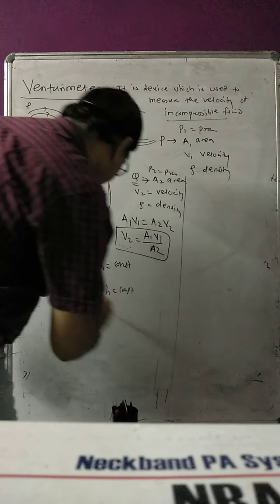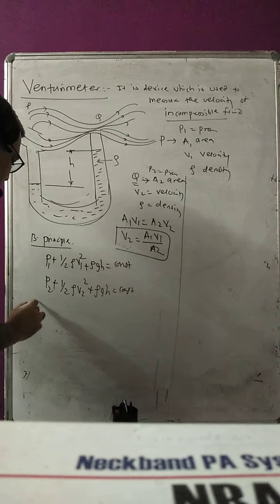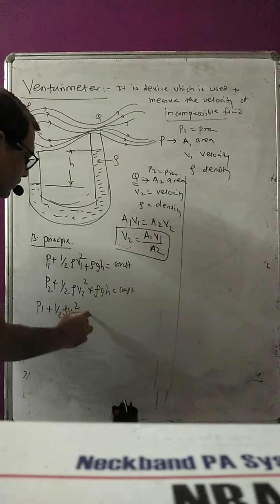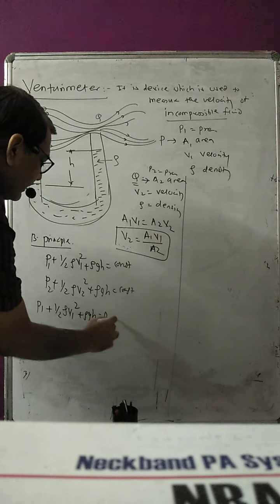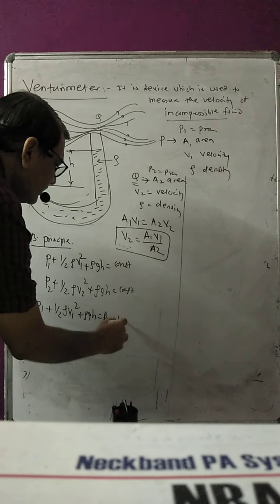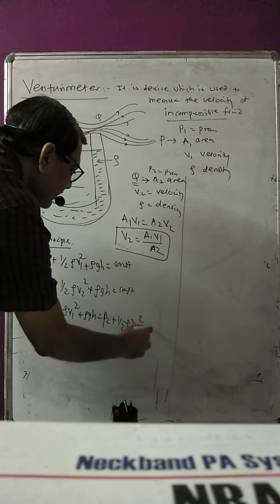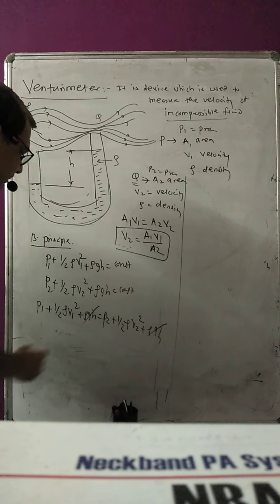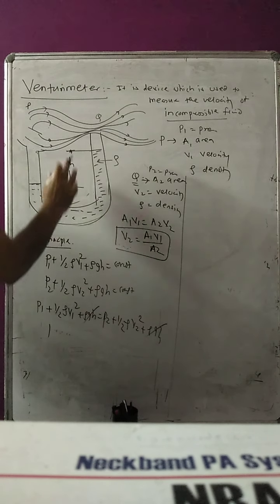Okay, but first, by equating equations 1 and 2: P1 plus 1/2 rho V1 square plus rho GH is equal to P2 plus half rho V2 square plus rho GH. The rho GH gets cancelled.